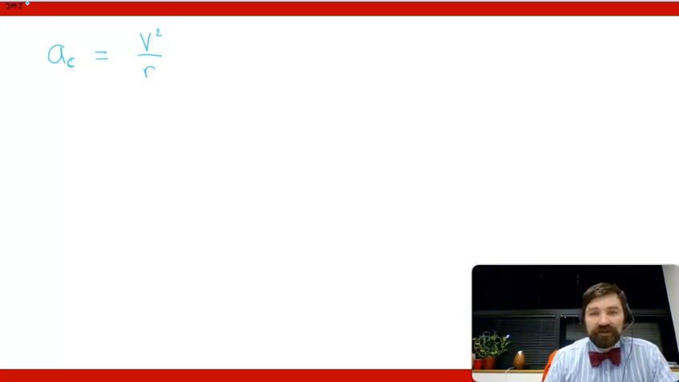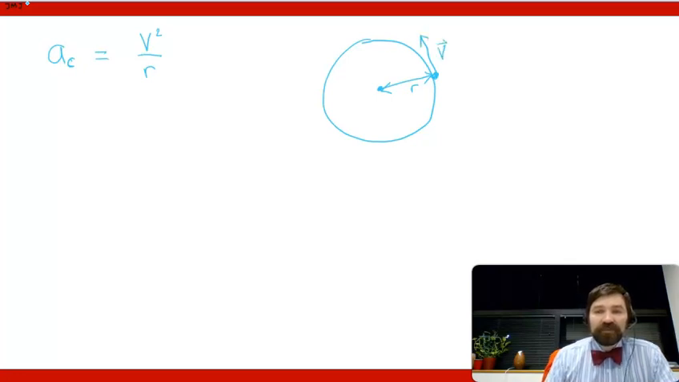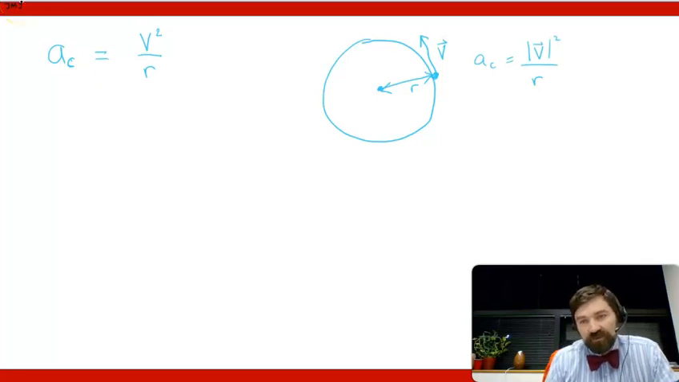So again, I have an object that's moving about a uniform circle such as this. Here's the center of the circle. This right here is radius r. The object is right here. It's moving with instantaneous velocity v. A sub c is the speed, v squared, divided by r. And the direction of A sub c will always be towards the center of the circle. So I'm going to draw that in here with the black arrow. A sub c is in this direction.